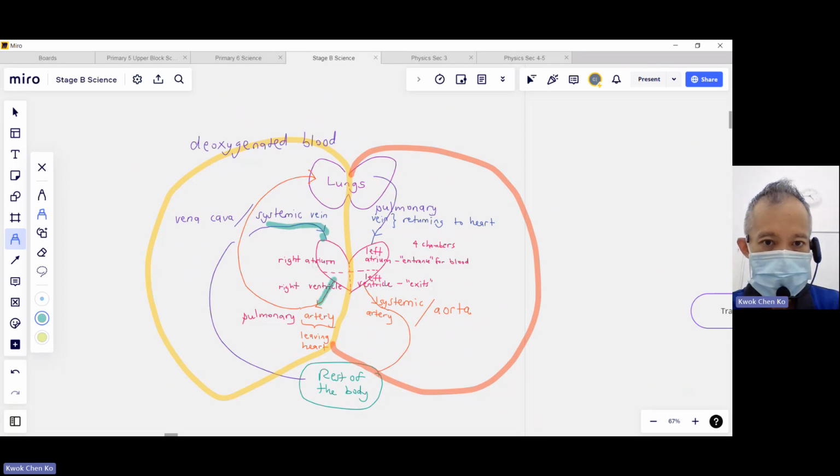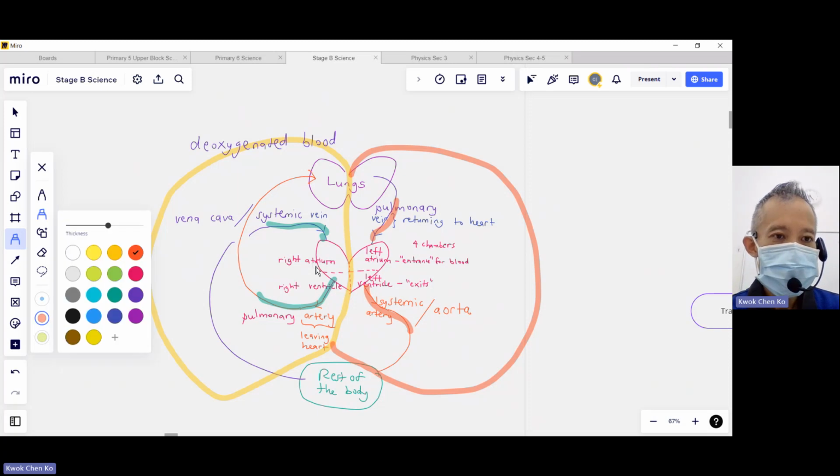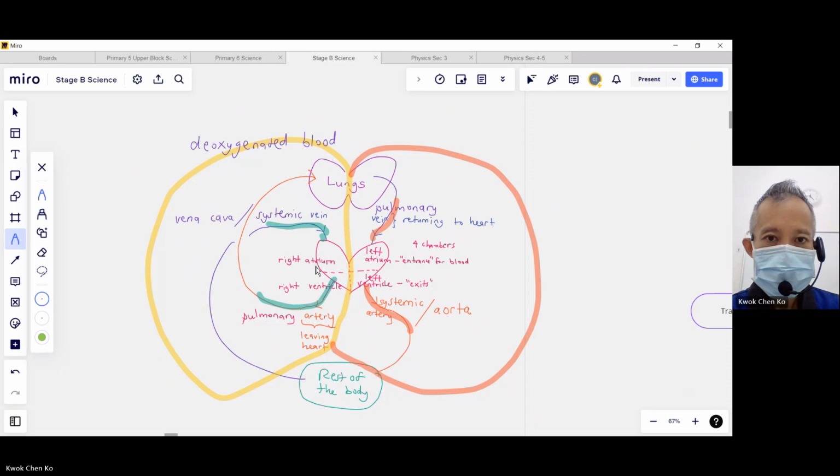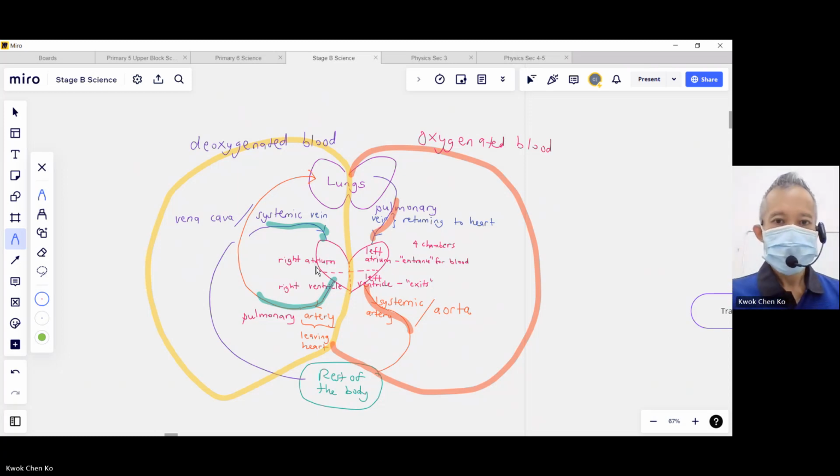This is also low in oxygen. Okay, so that would be the right side. Again, on the other hand, the left side is referring to this vein, the pulmonary vein, and the systemic artery. They will be oxygenated. They contain oxygenated blood.